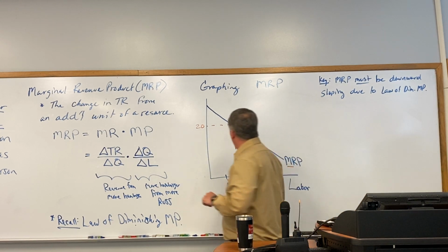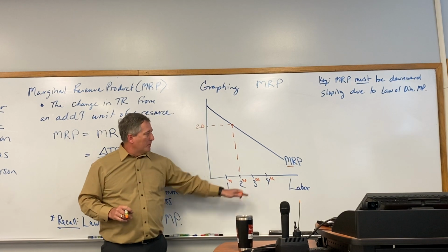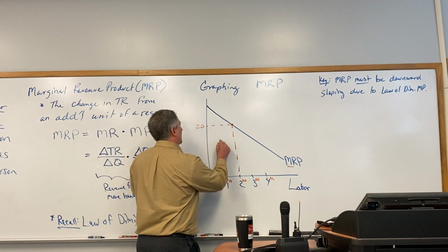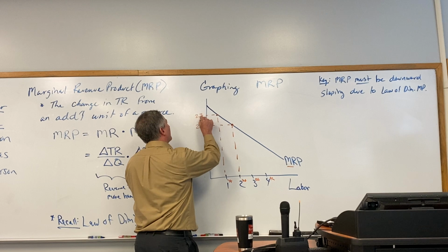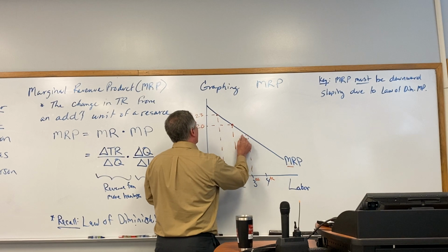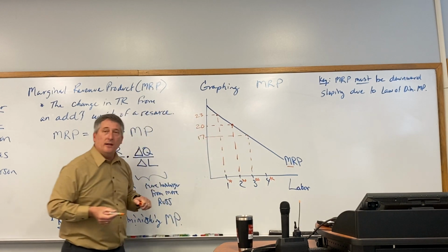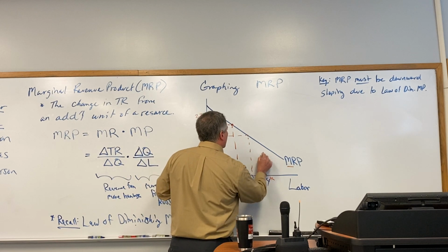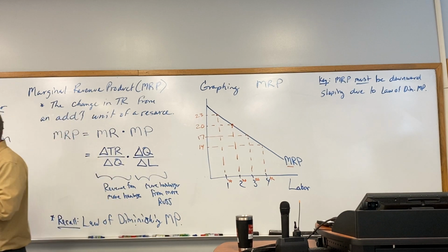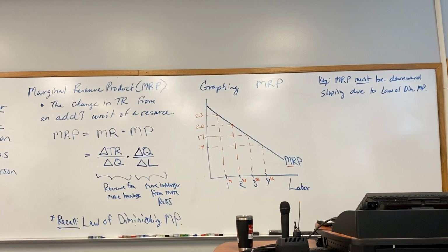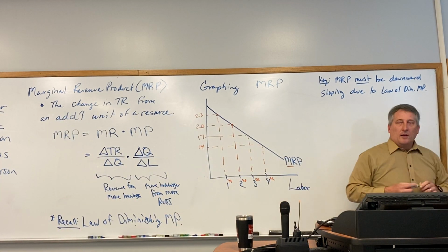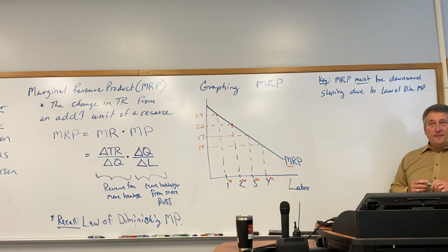All right, so we've got the second worker bringing in $20 to my company. The first worker bringing in $23 to my company. The third worker bringing in $17 to my company. And the fourth worker bringing in $14 to my company. The revenue generated by those additional people is the marginal revenue product. Okay, everybody with me so far?